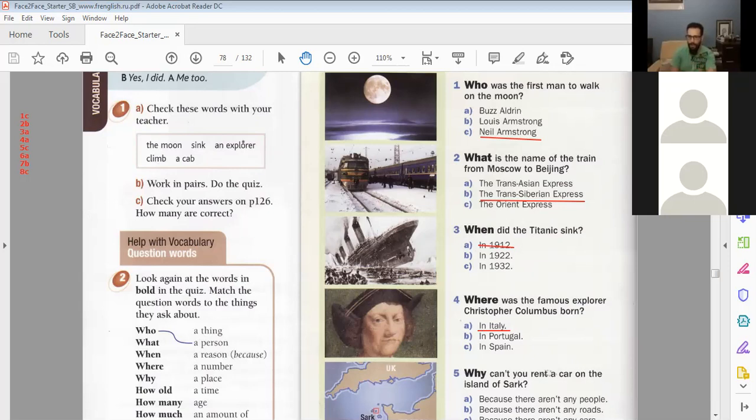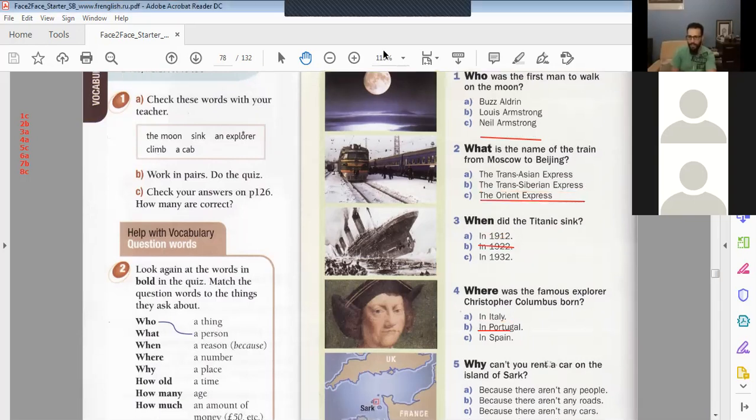Okay, number 5. Why can't you rent a car on the island of... Yes, your guess. Number 5C, it says... It's wrong. Yes, it's also wrong. Because there aren't any cars in Sark. So this island, there are no cars.